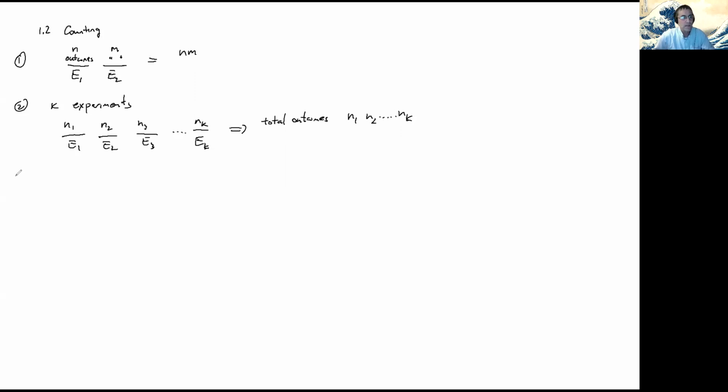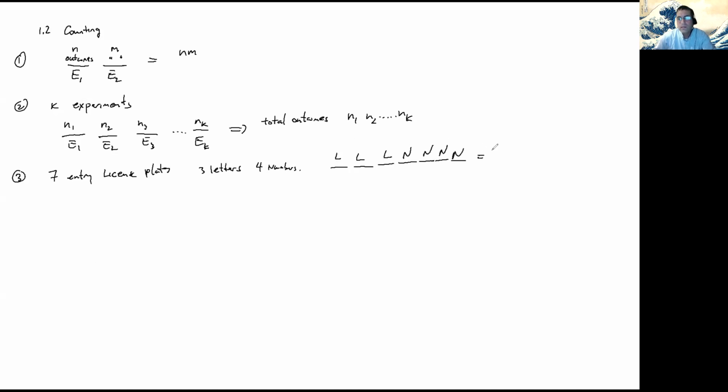So let's do an example. This is from the text: seven-entry license plates. How many are there? The convention will be that a license plate consists of three letters followed by four numbers from 0 through 9. So let's think of this as given by 7 experiments: letter, letter, letter possibilities, and then number, number, number, number. So how many outcomes are there?